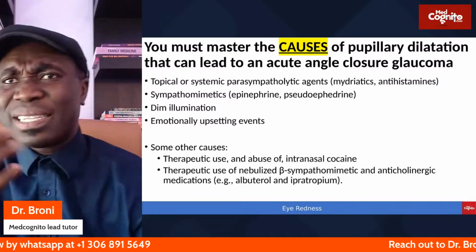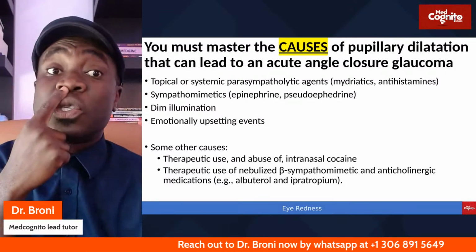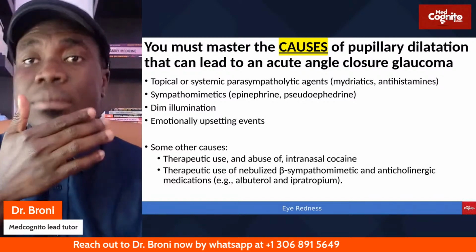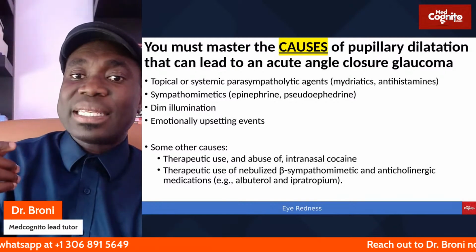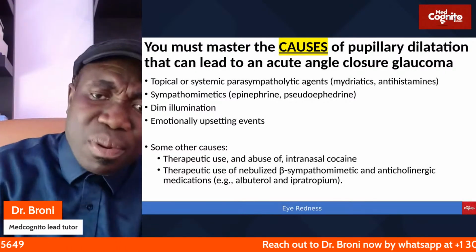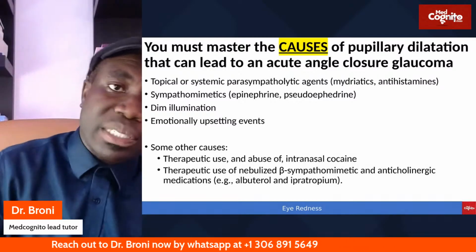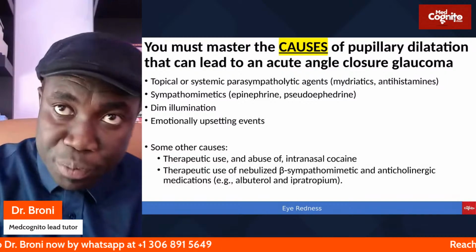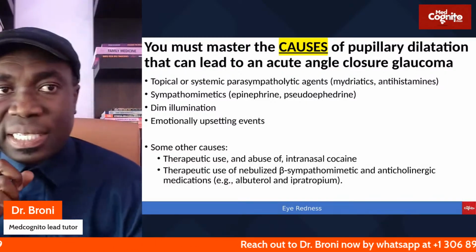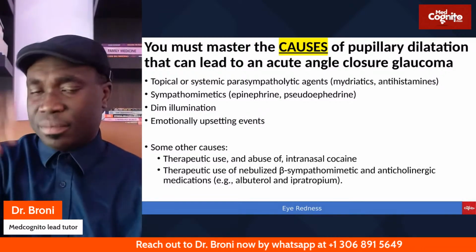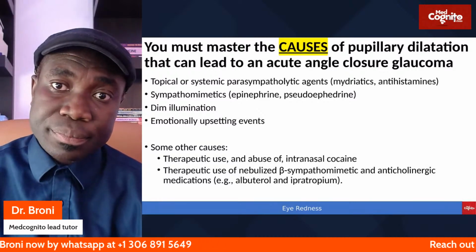There can also be other causes, like a patient who uses cocaine, sniffs cocaine. That can be a problem. And if you have a patient who uses nebulized beta sympathomimetic or anticholinergic medications like albuterol or Ventolin or ipratropium bromide, these can also lead to pupillary dilatation, which can precipitate acute angle closure glaucoma.